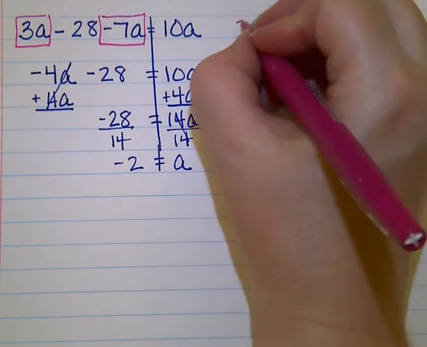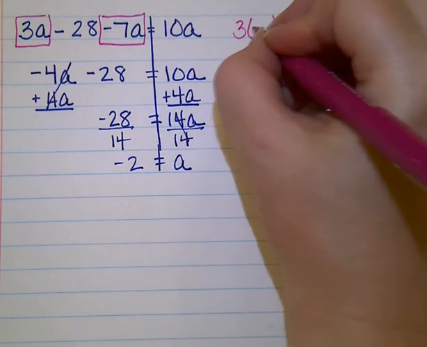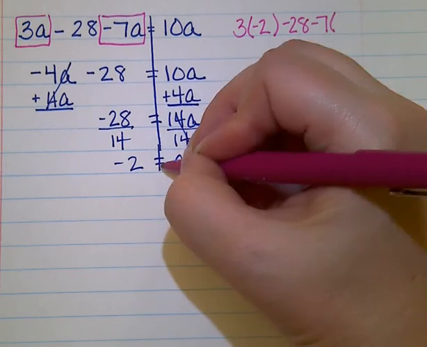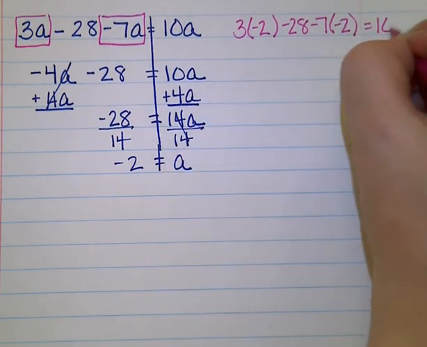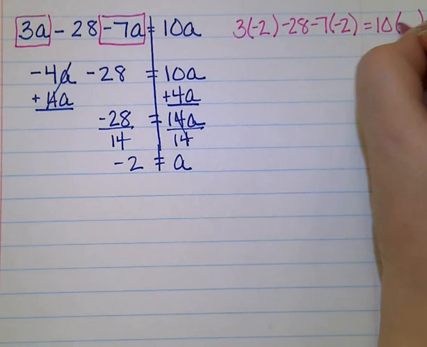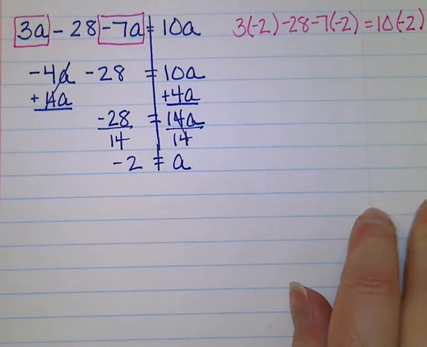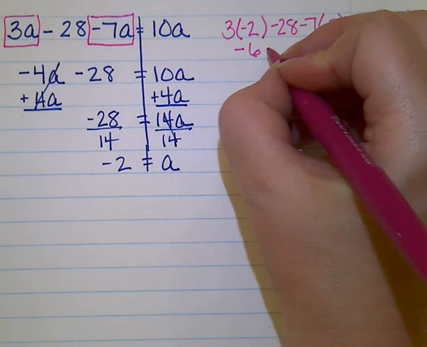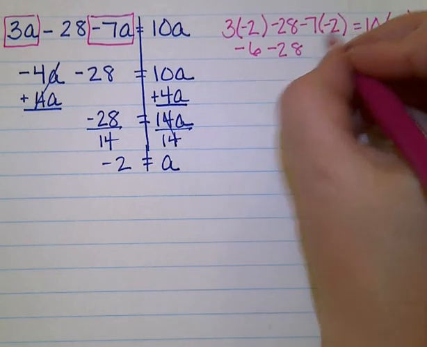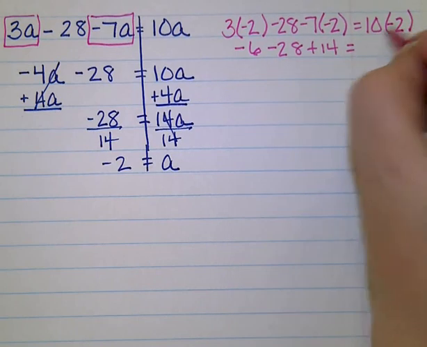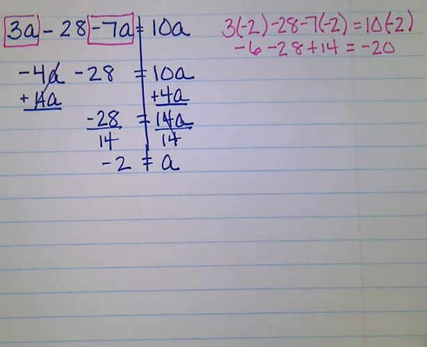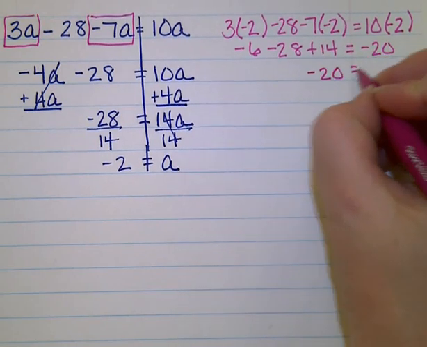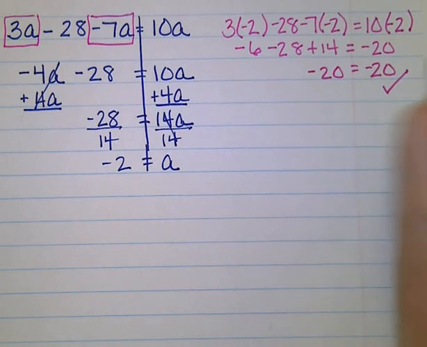3 times my a value, which I think is a negative 2, minus 28 minus 7 times my a value, which again is a negative 2, is equal to 10 also times my a value, which again is a negative 2. 3 times negative 2 is a negative 6, minus 28. Negative 7 times a negative 2 is a positive 14, is equal to 10 times negative 2 is negative 20. So negative 6 minus 28 plus 14 equals negative 20. Both sides balance, they're the same, so I know that we got this right.